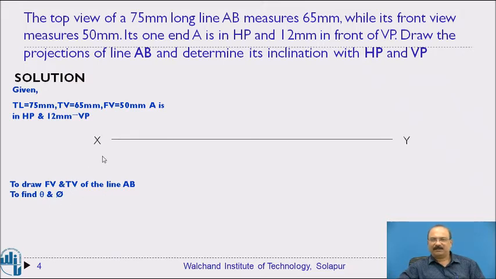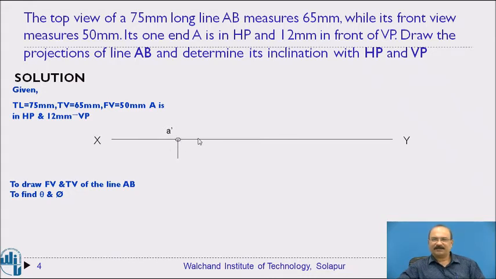Now first you draw the XY line. Then we have to locate the points. You take anywhere on this XY line a point A. As given in the problem, point A is in the HP, so I have taken the point on the XY line, touching it from above. So you have located the point A. You write it as a dash, with the reason that this is the front view location.